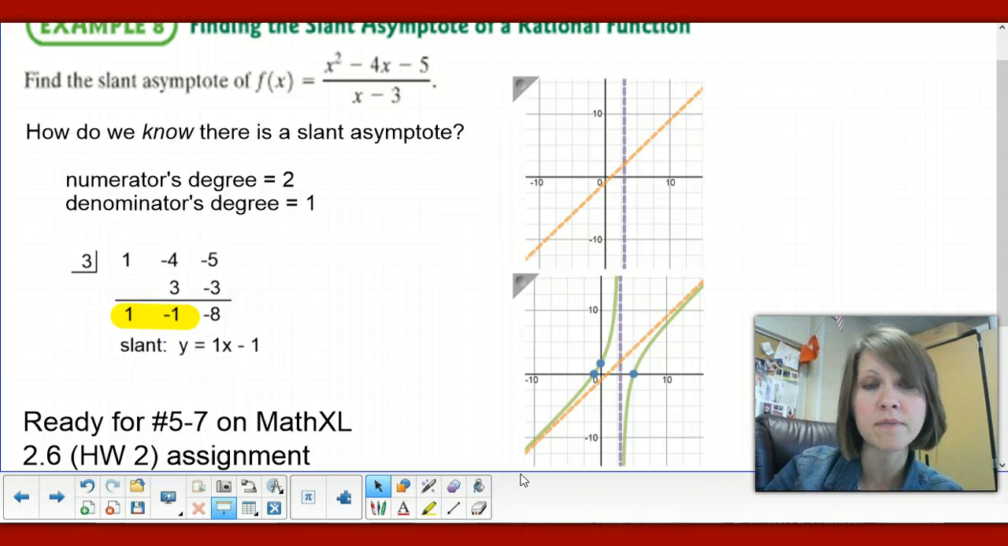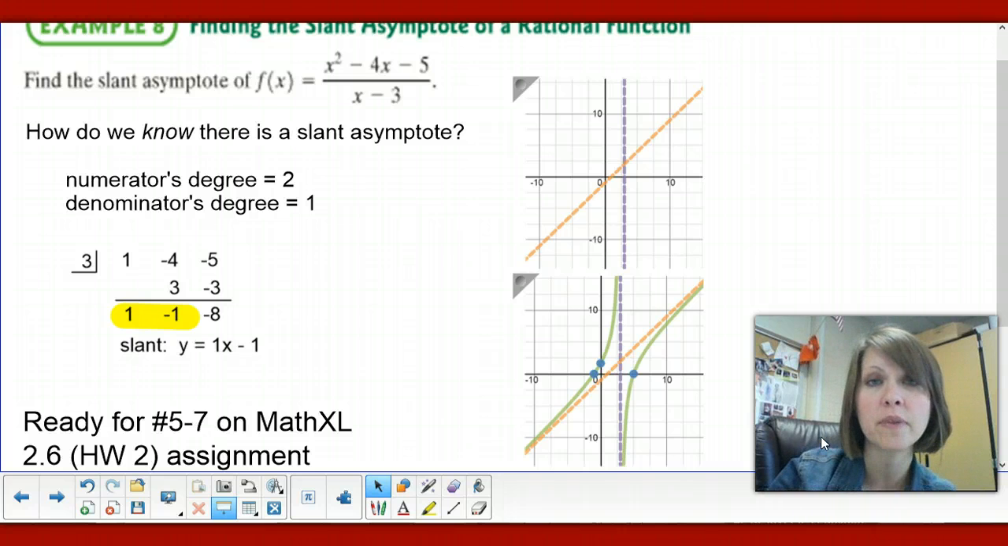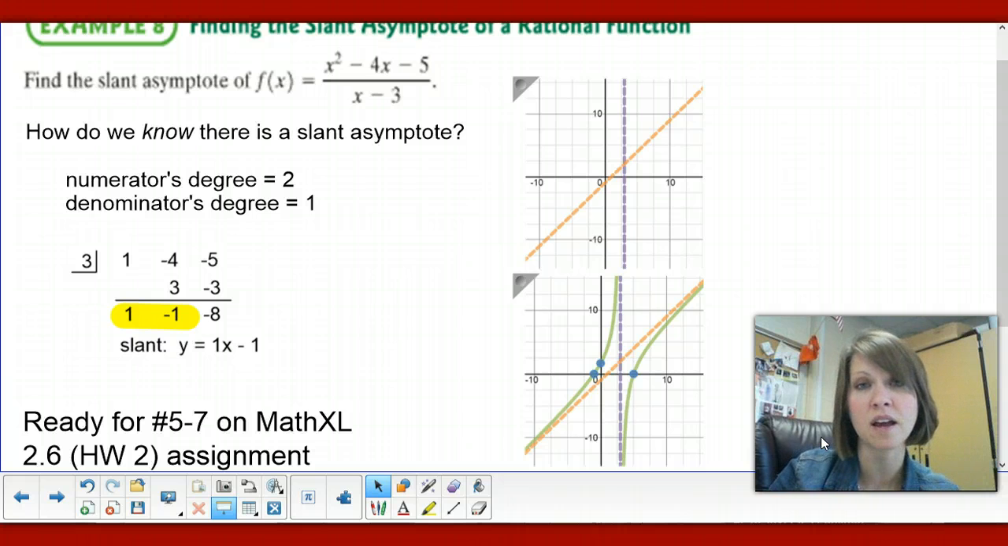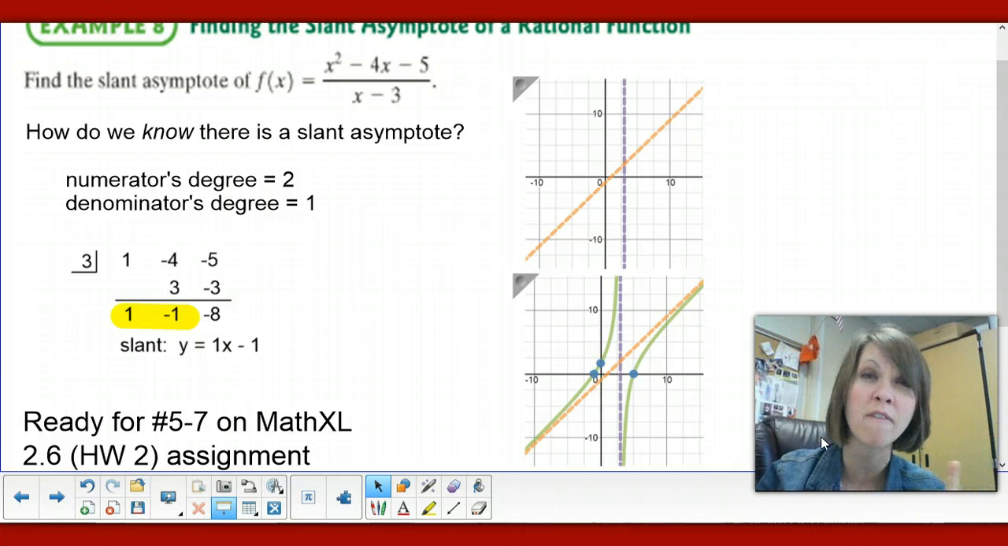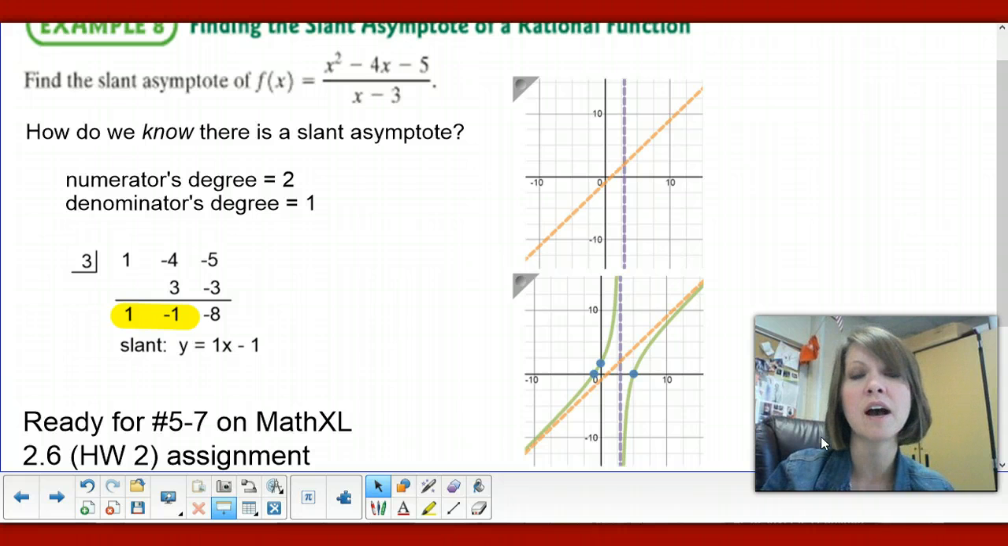You're now ready to do problems 5 through 7 on the 2-6 homework 2 assignment on MyMathLab. I want to remind you, and I want you to notice that along the right-hand side of your screen, there are some helps that help me solve this. We've looked at the other example, but there's also a video help. From the problems with a video help, it's going to quickly take you through how to find, in this case, the slant asymptote, if you're still a little fuzzy from here.